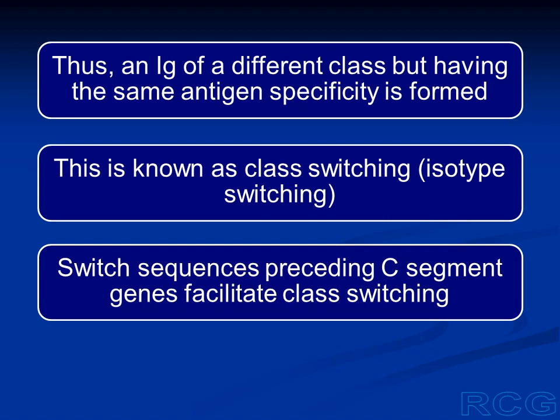But since the VDJ complex is the same, the antigen specificity will remain unchanged. So the new immunoglobulin molecule will be of a different class, but it will recognize the same antigen. And this is known as class switching or isotype switching. That is switching from one class to another or from one isotype to another to perform a different effector function against the same antigen.